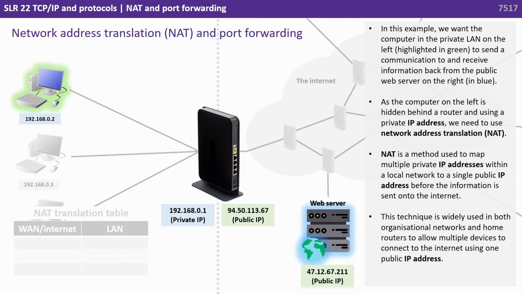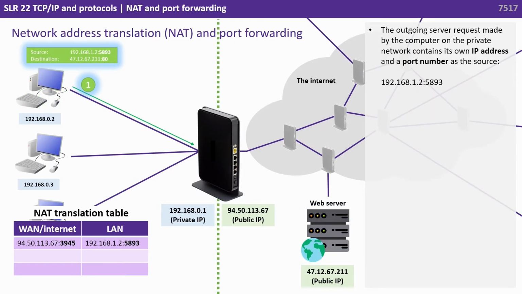NAT is a method used to map multiple private IP addresses within a local network to a single public IP address before the information is sent onto the internet. This technique is used widely in both organizational networks and home routers to allow multiple devices to connect to the internet using one public IP address. So let's look at the process.